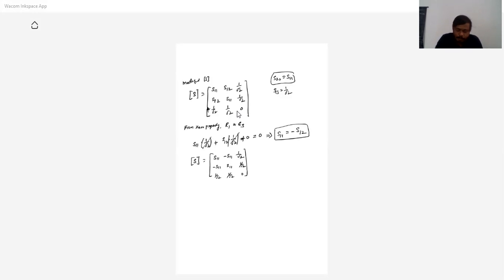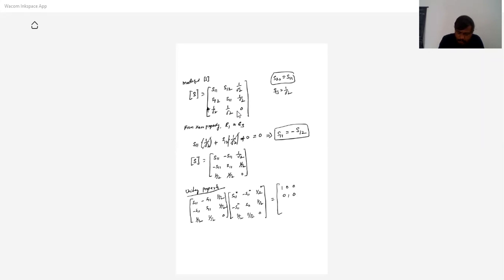Right. Then from the unitary property, you can write once again: the S matrix, S11, minus S11, 1 by root 2, minus S11, S11, 1 by root 2, 1 by root 2, 1 by root 2, 0, multiplied by its conjugate, S11 conjugate, minus S11 conjugate, and so on, is equal to the identity matrix: 1 0 0, 0 1 0, 0 0 1.